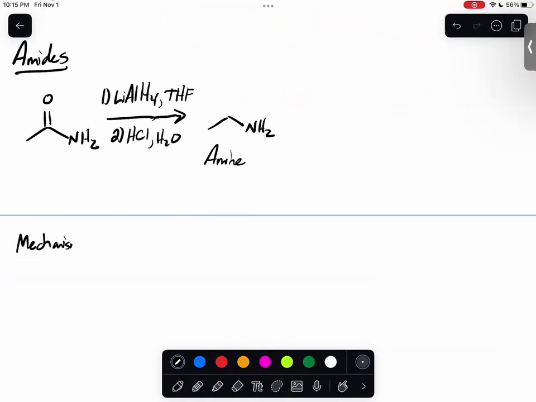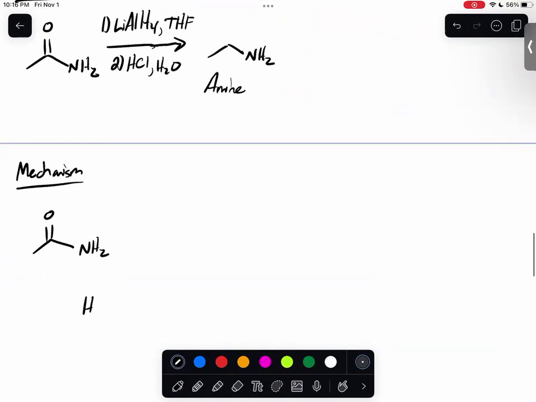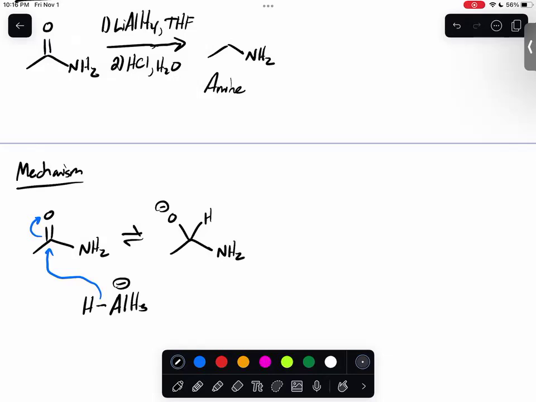So thinking about the mechanism here, it always starts out the same. Our hydride is going to come in and do a nucleophilic attack to add in to the carbonyl carbon. At this point, we generate that same intermediate that we've been looking at many times before. But here is the kicker. The nitrogen is still a bad leaving group, right? This is still a very bad leaving group. So it does not want to leave.